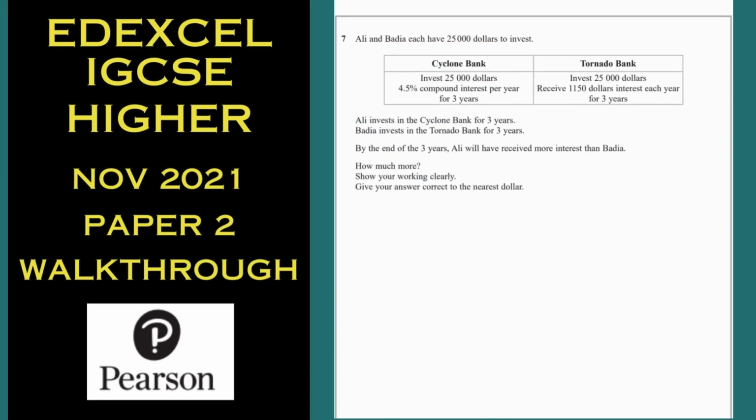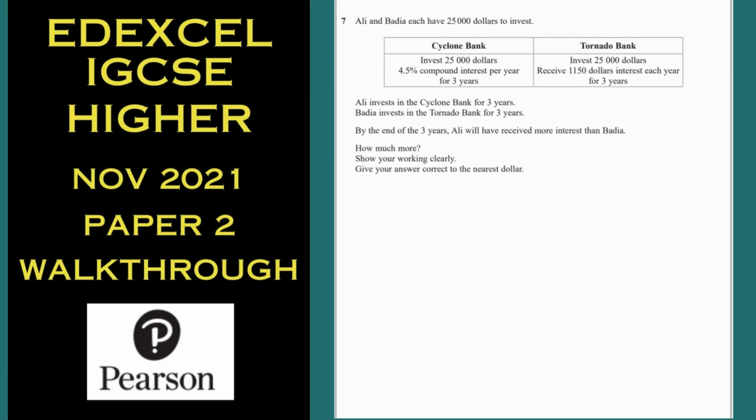Number 7, extremely wordy. At the end of the day, it's the old capital and multipliers and work out each bank in turn. Why they bother with all the waffle? You only need to look at the table. We've got Cyclone Bank, 25,000 capital. Interest is compound, so the multiplier is 1.045, and it's for 3 years.